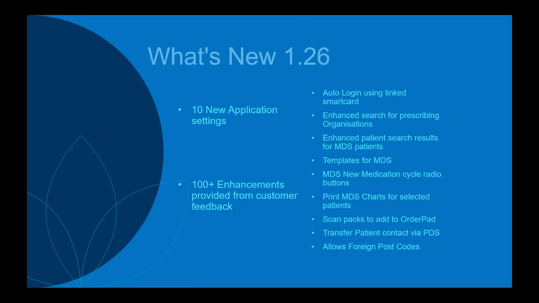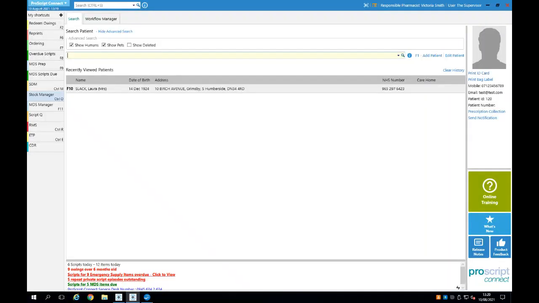Now, users are required to have their own logins created within the user's manager, and the application settings will need to be changed to allow this type of login to happen. Once activated, a new button will appear against the login window and you'll be able to log in with your smart card. So let's just show you how you enable that.